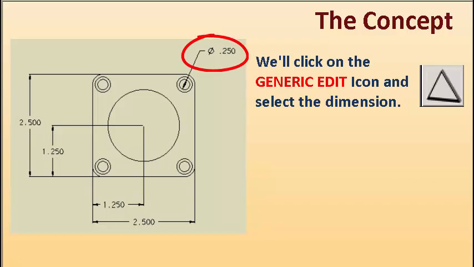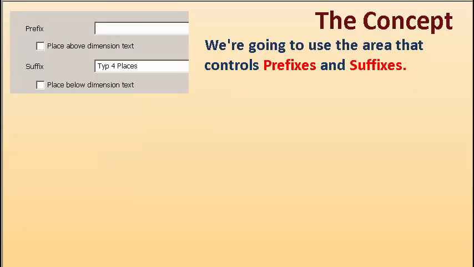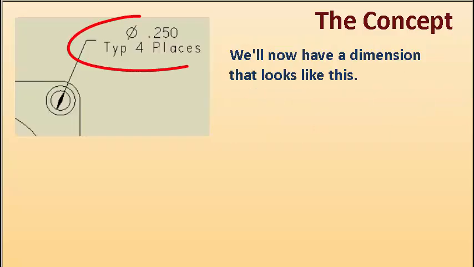We'll click on the generic edit icon and select the dimension. We'll then click on the display text option in the dialog box that appears. We're going to use the area that controls prefixes and suffixes. We'll type "typical 4 places" in the suffix field, check the place below option and click on OK. We'll now have a dimension that looks like this.